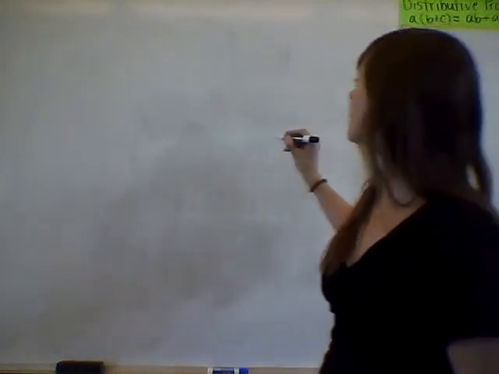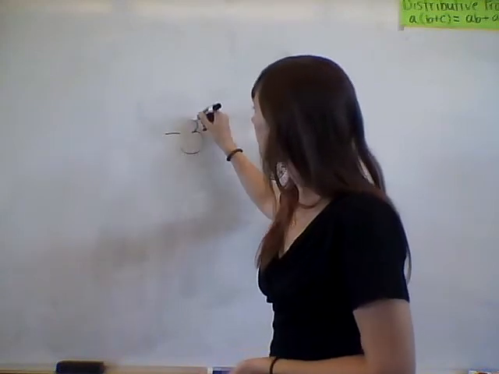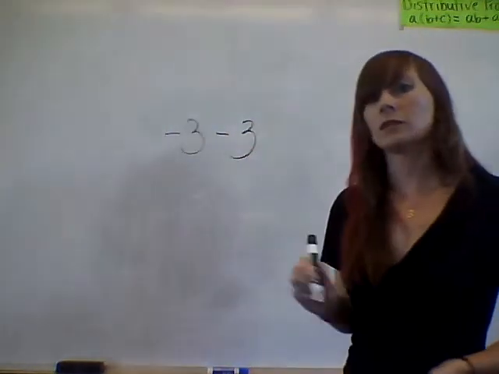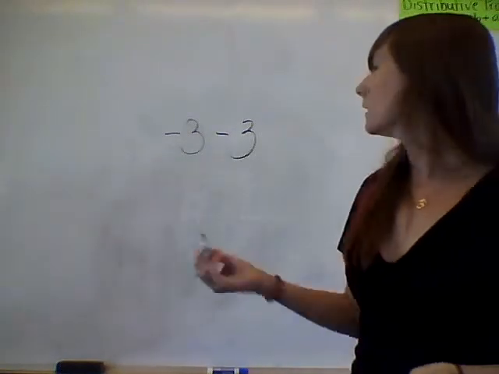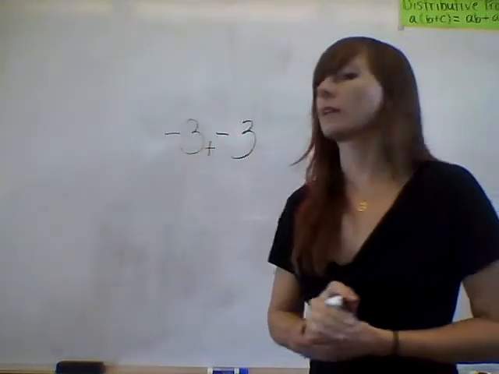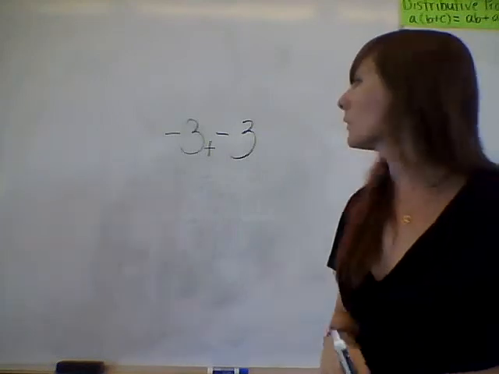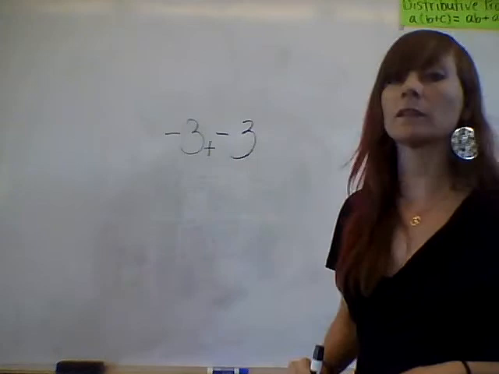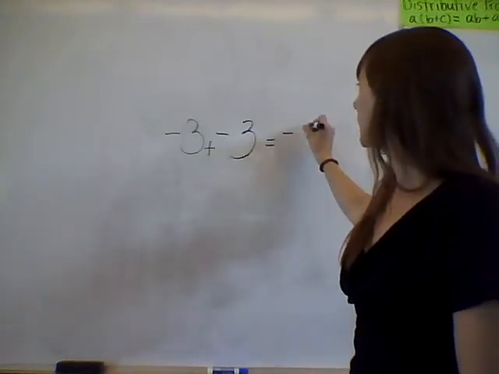So how that works is you have negative 3 minus 3. You'd read that, negative 3 minus 3. To add the opposite, I'm going to take negative 3 and add a negative 3. Negative 3 plus negative 3, rather than negative 3 minus 3. It's the same thing, but you add a plus sign. Negative 3 plus negative 3 equals negative 6.